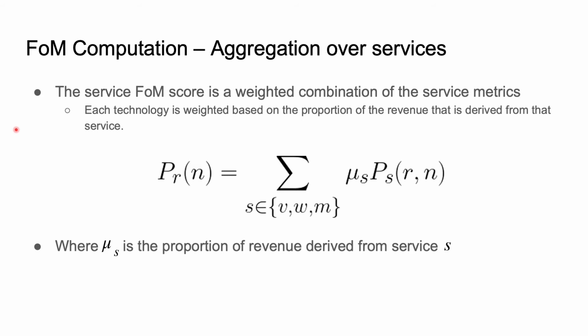The scores derived for voice, web, and SMS are then aggregated a level up. The service FOM score is a weighted combination of the service metrics. Each service is weighted based on the proportion of the revenue that is derived from that service. The services are voice, web, and SMS within each 2G, 3G, 4G, or 5G technology. These scores are aggregated together within each technology to provide a radio access technology score for radio access technology R. And mu_S is the proportion of revenue derived from service S.